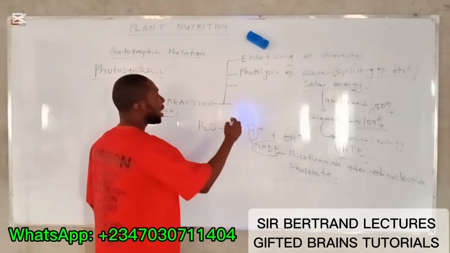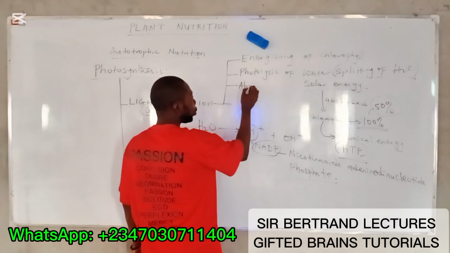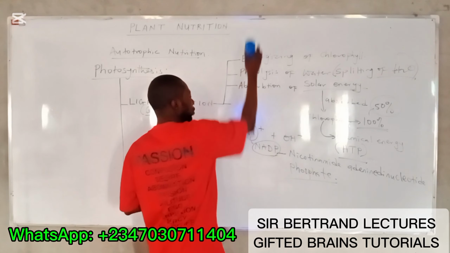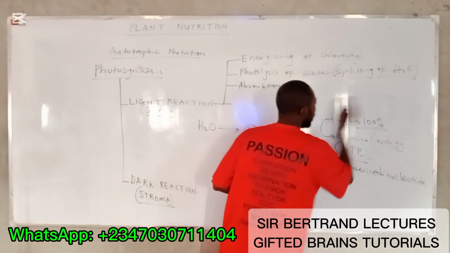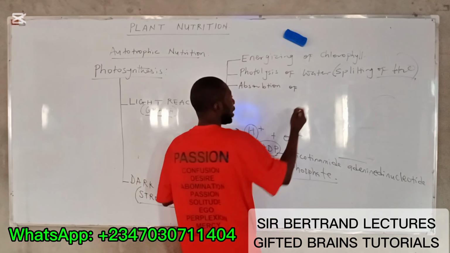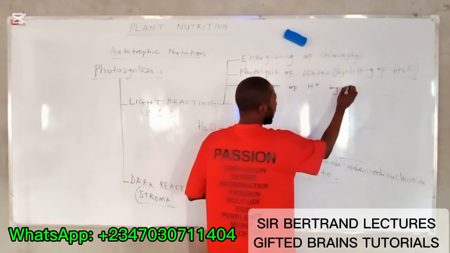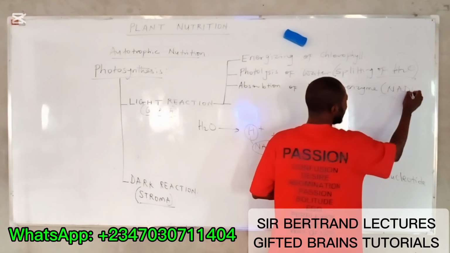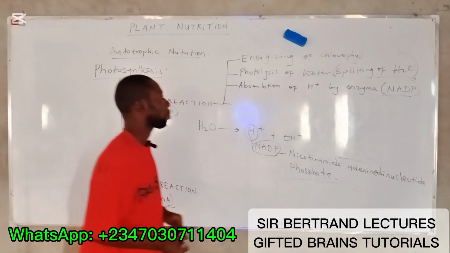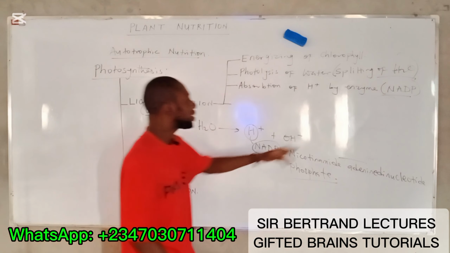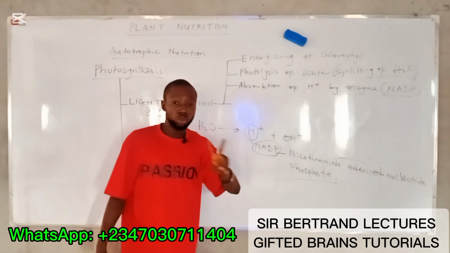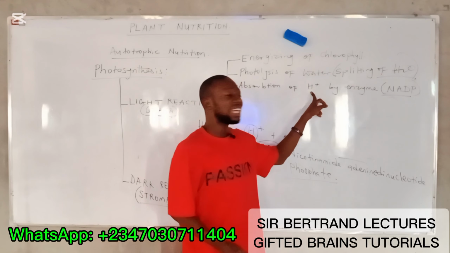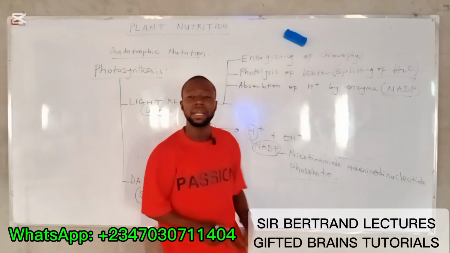Then after that, the next is absorption of hydrogen ion. The hydrogen here is absorbed, like I told you earlier. Absorption of hydrogen ion by enzyme. The enzyme is nicotinamide adenine dinucleotide phosphate. Now, the enzyme here absorbs the hydrogen ion for two reasons. Number one reason is that so that the hydrogen as a gas will not escape out from the plant.